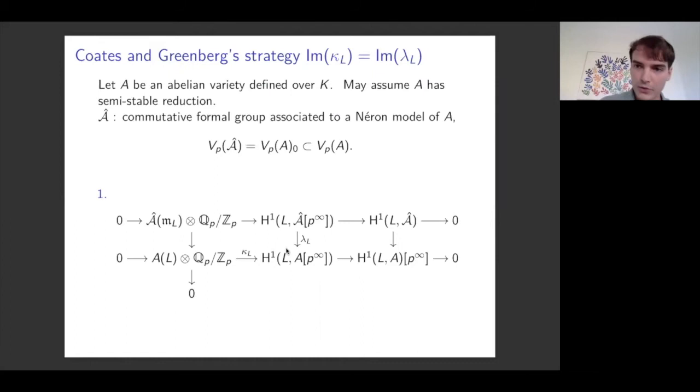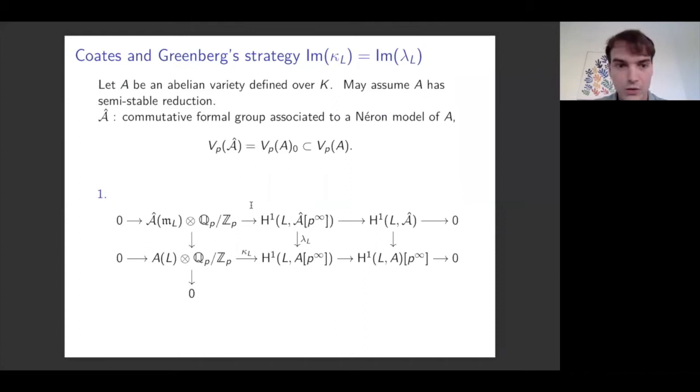And also, just to finish with this diagram, the surjectivity in the left corner is given simply because the quotient of A by the commutative formal group is the reduction mod P, and so it's torsion points that appear, and so it's killed by the tensor by Q_p/Z_p. And that's exactly how Coates and Greenberg consider this problem.